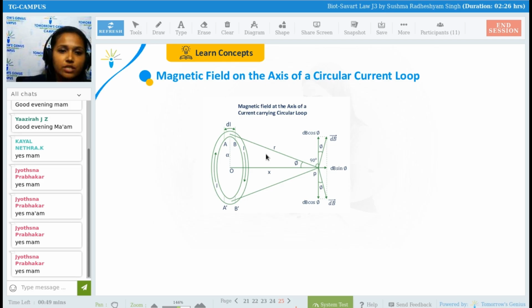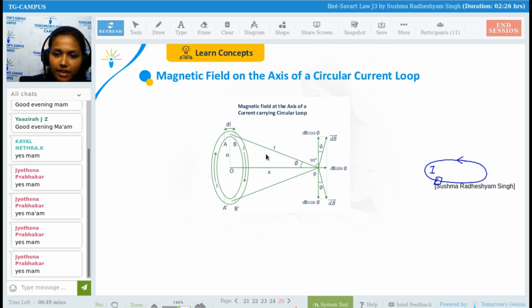So for that, this is the circular part. See the diagram. This is your circular part, in which your current I flows. So if I draw the diagram, it looks like this. This is your circular part, and this is your current I flowing in this system.